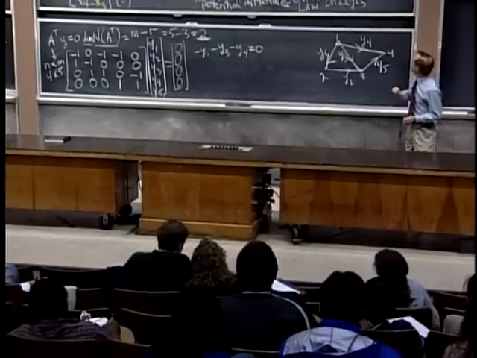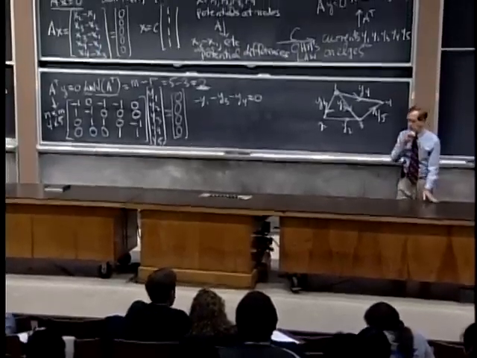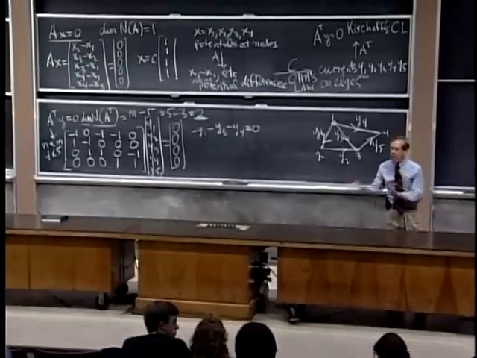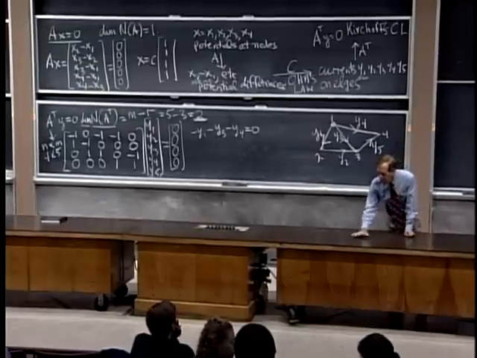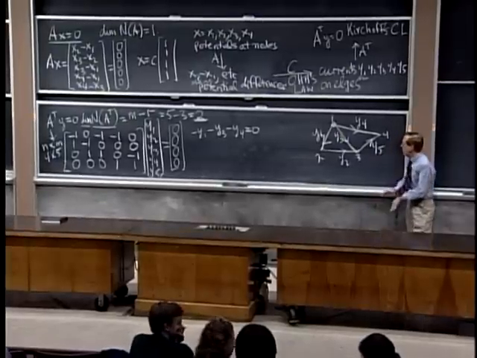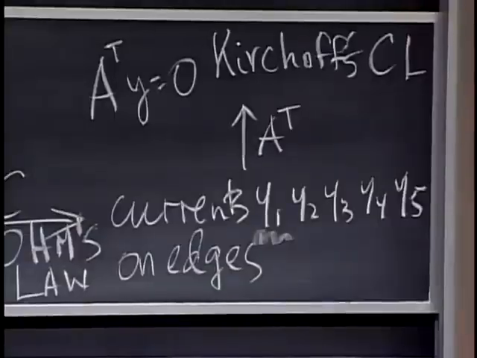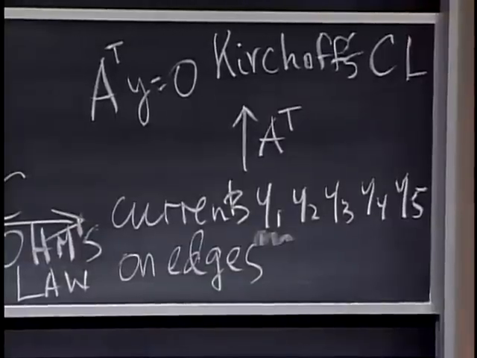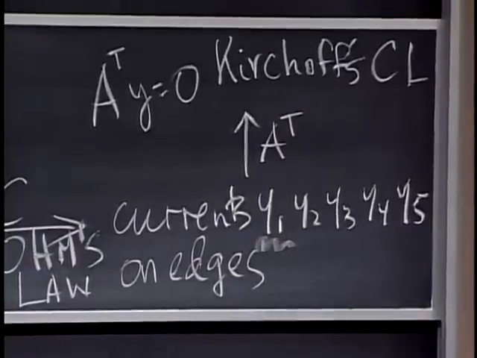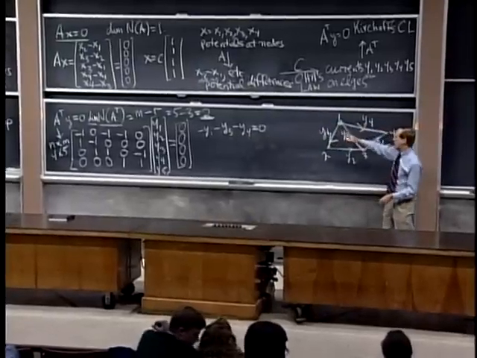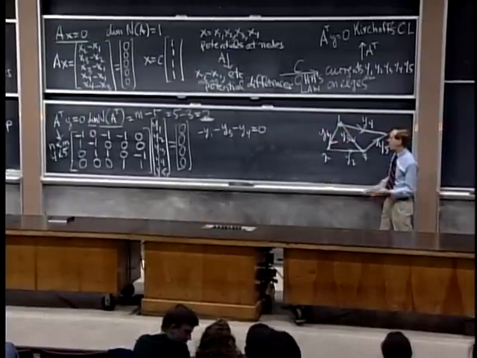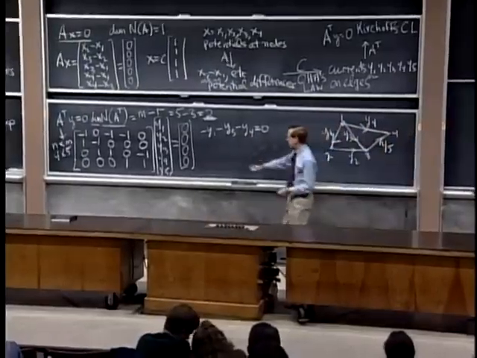That equation, A transpose Y, Kirchhoff's current law, is a balance equation, a conservation law. Physicists would be overjoyed by this stuff. It says that in equals out. In this case, the 3 arrows are all going out, so it says Y1, Y3, and Y4 add to 0.